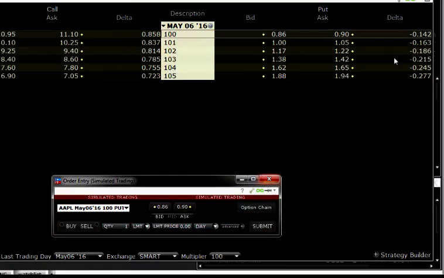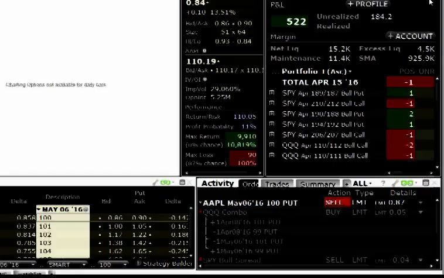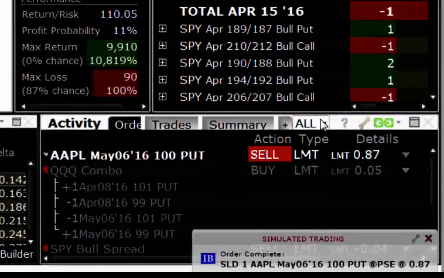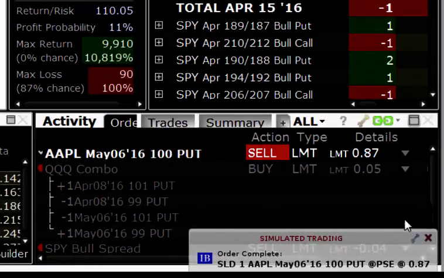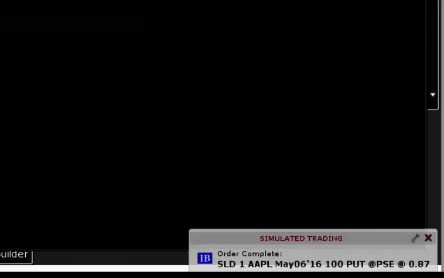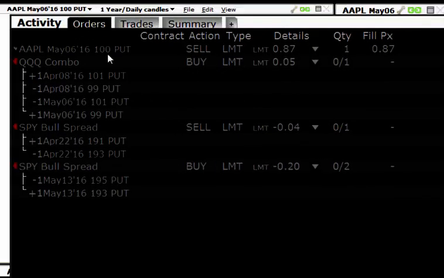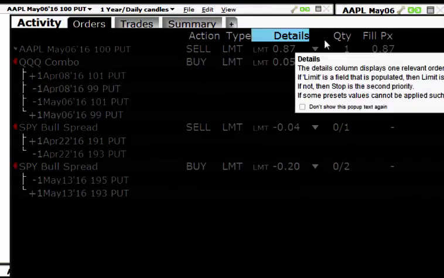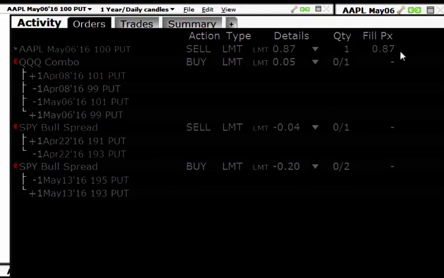So we'll go and have a look and see what that looks like. So on the bottom right hand side, we'll just open up this window. You can see we've just been filled there. So you can see there's our Apple May 6 $100 put sell limit, and you can see here the fill price was 87 cents. So we're after getting filled in that trade.